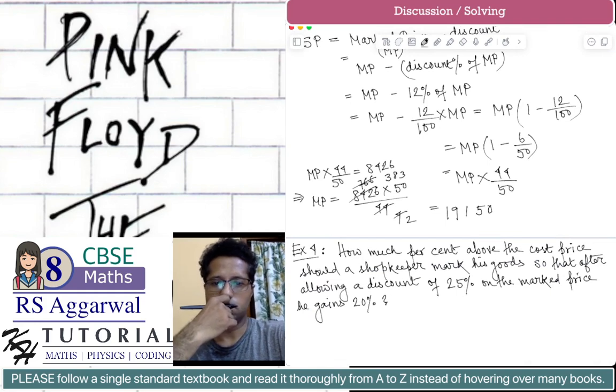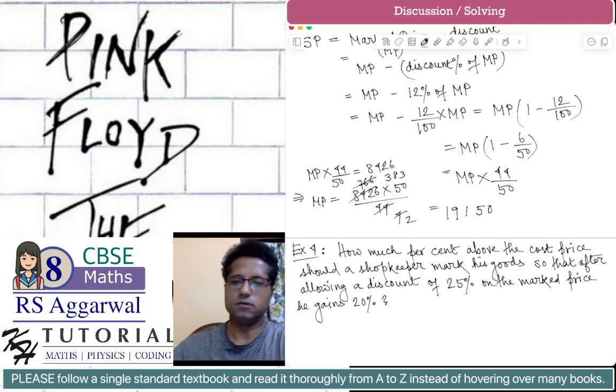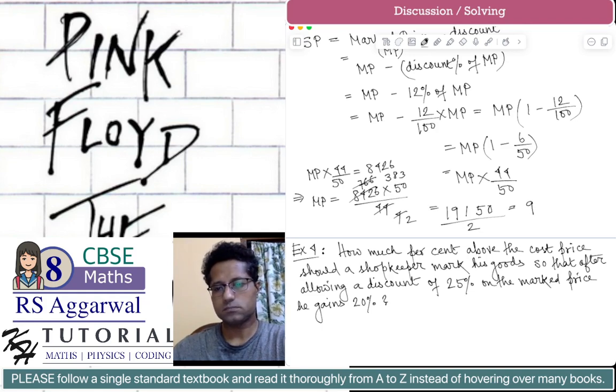I think I've done something wrong. 11.4, 11.766, 2.2, 2.383, and then divided by 2. This is equal to 9575. So this must be 9575 is the mark price.